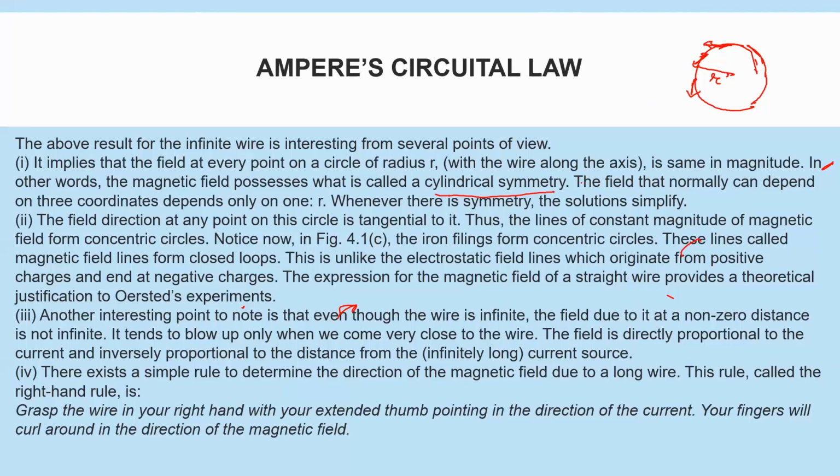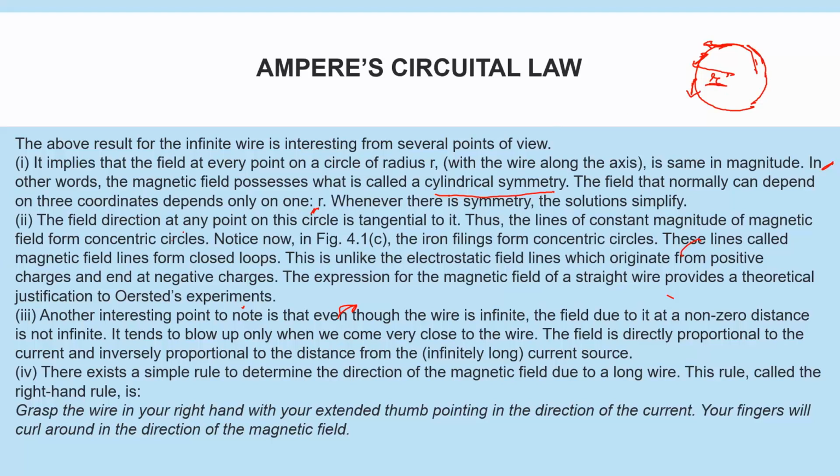And we can say that the field that normally can depend on three coordinates depends only on one, that is the r. If there is symmetry, then your solutions will be simple to deduce or express. So how you represent the field over here, it only depends on the r. This is the only coordinate, that is why this has a cylindrical symmetry. You don't need x, y, z components for this, you only need the r.